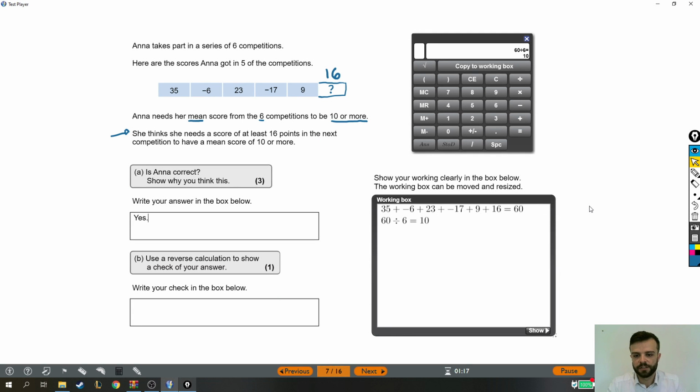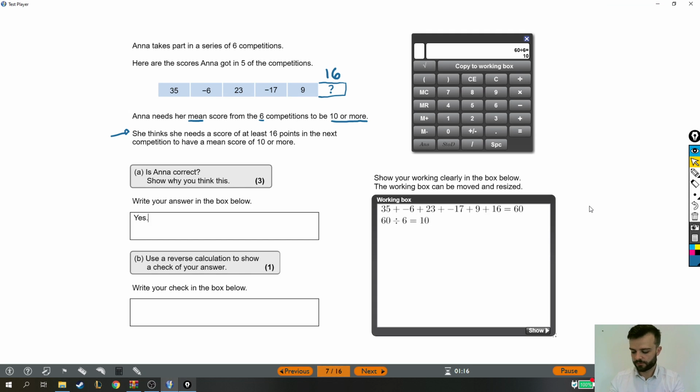Right, part B. Use a reverse calculation to show a check of your answer. It specifically says use a reverse calculation, so sometimes there are different ways you can check, but here we're going to use a reverse calculation. We have done 2 things. We've added up a load of numbers, and that was the first step. And then the second step, we did 60 divided by 6. Now the 60 divided by 6, to me, is the only one that's reasonable to do a reverse calculation of, because the first one has so many steps in it, it would be super complicated. So let's just do a check of the more straightforward bit of working out.